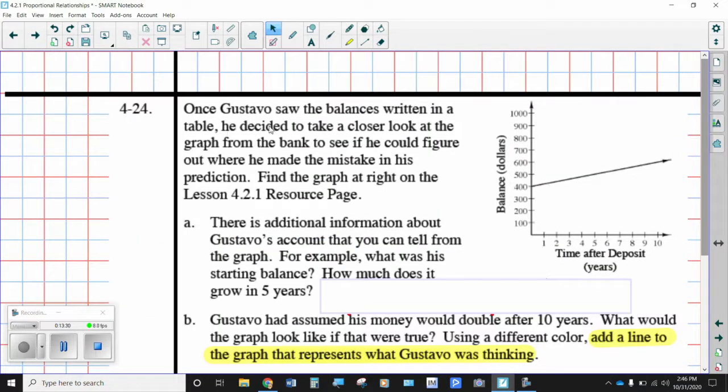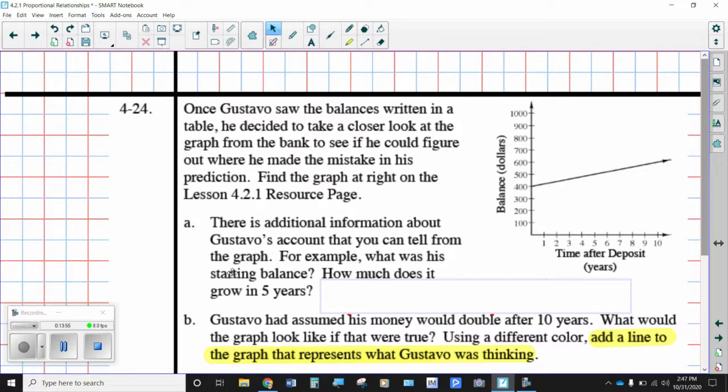Okay, so once Gustavo saw the balances written in the table, he decided to take a closer look at the graph that the bank has provided so he could see. And you can download or take a look at this resource page that is on the classroom. Find the graph on the classroom. There's what the graph looks like, okay? There is additional information about Gustavo's account that you can tell from looking at this graph.